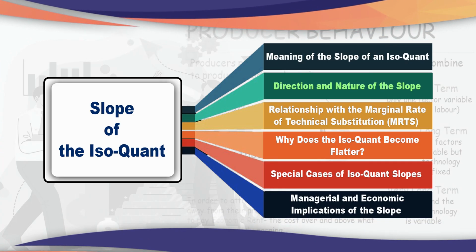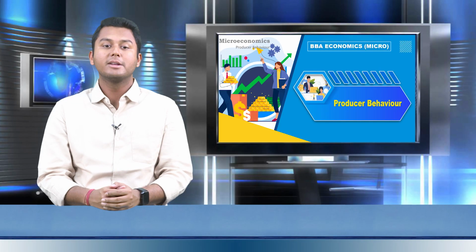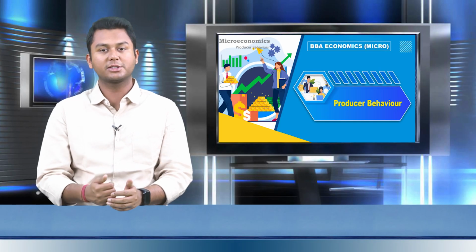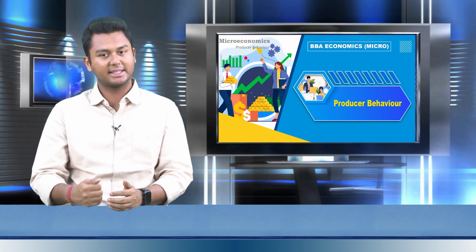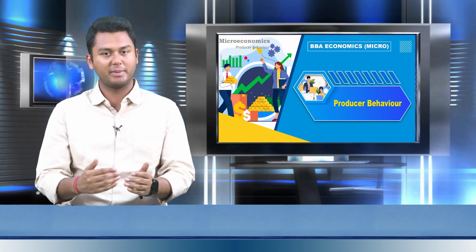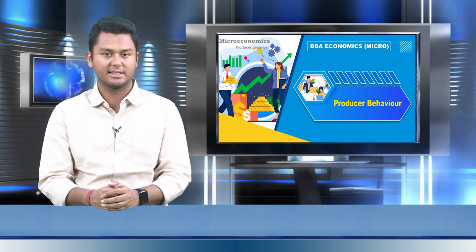Second is the direction and nature of the slope. So, the isoquant slopes downwards from left to right, showing that if one input increases, the other must decrease to maintain the level of output, as we have discussed.